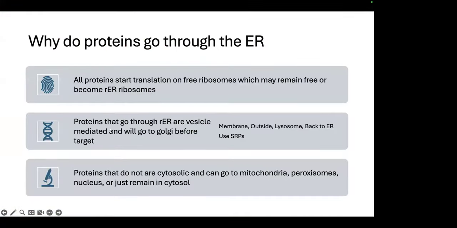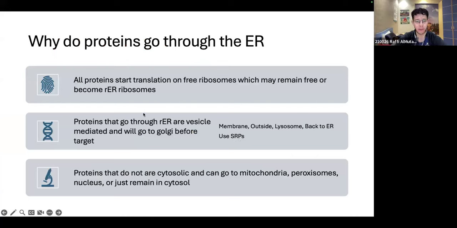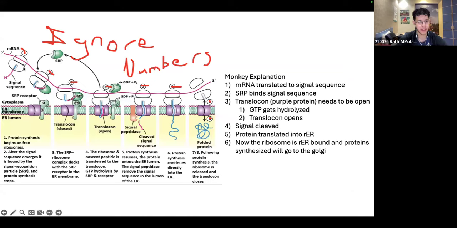Now, if the protein expresses something called an SRP, this SRP will cause the ribosome to bind to the rough endoplasmic reticulum. If it binds to the rough endoplasmic reticulum, it just means that the protein will be synthesized inside of it. It will use vesicles to go to its targets, which include the Golgi, and then the Golgi will modify it and send it out also by vesicle to either the membrane, outside, the lysosome, or back. If it doesn't have the SRP, it doesn't do this. The protein just remains in the cytosol, and it can go to whatever sites it needs to go, in a nutshell.